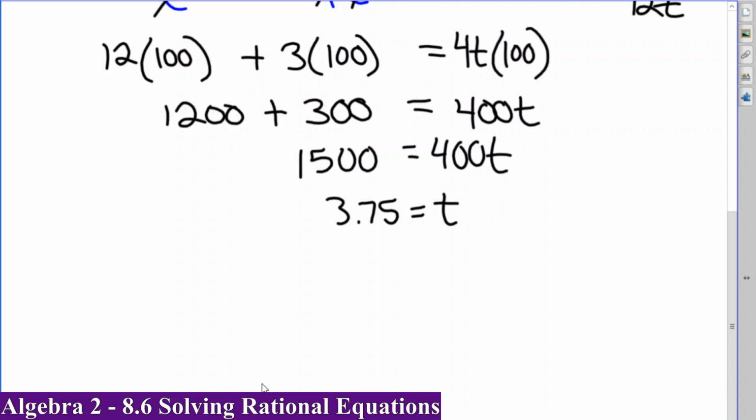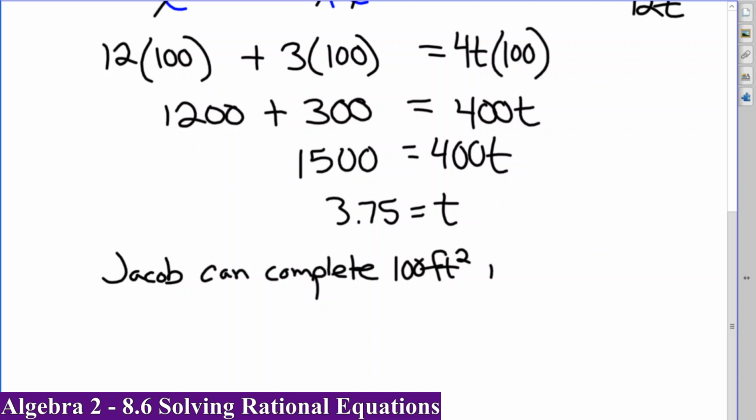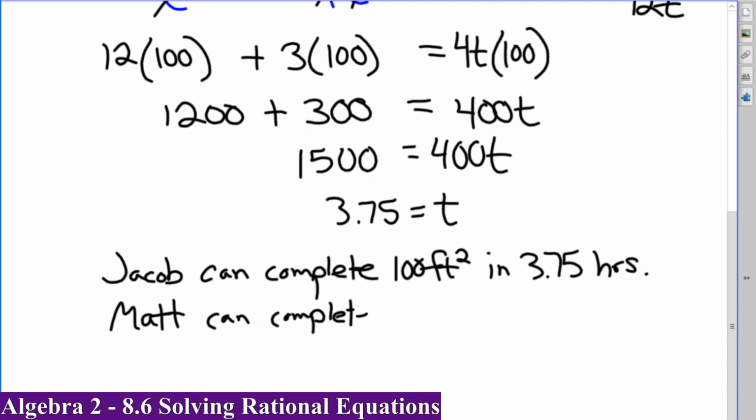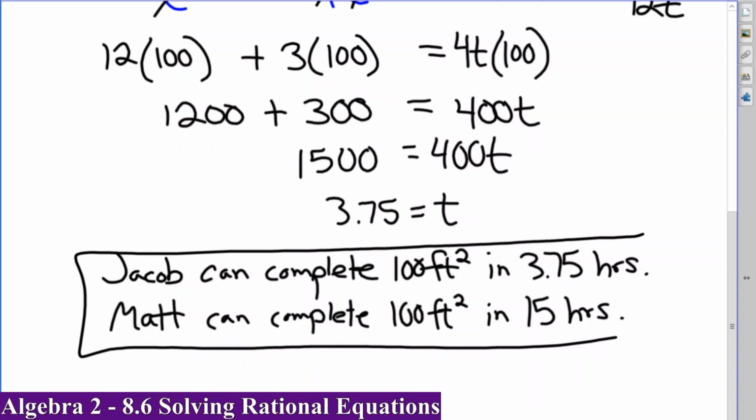Okay, so once again, we've got to interpret what that means. So we're going to say Jacob can complete 100 square feet in 3.75 hours, or 3 hours and 45 minutes. But Matthew, or Matt, can complete 100 square feet in 15 hours. Okay, so it's going to take him longer.